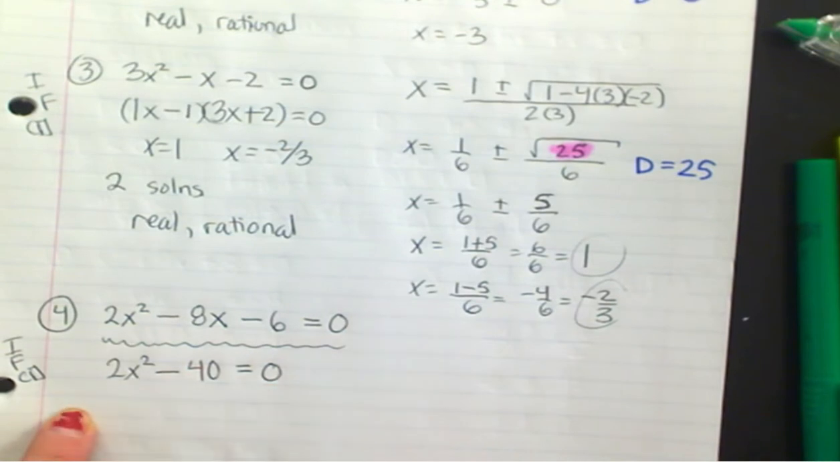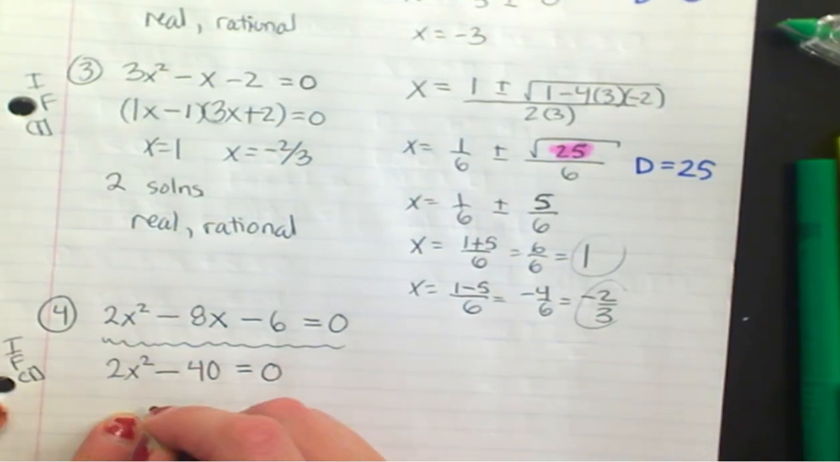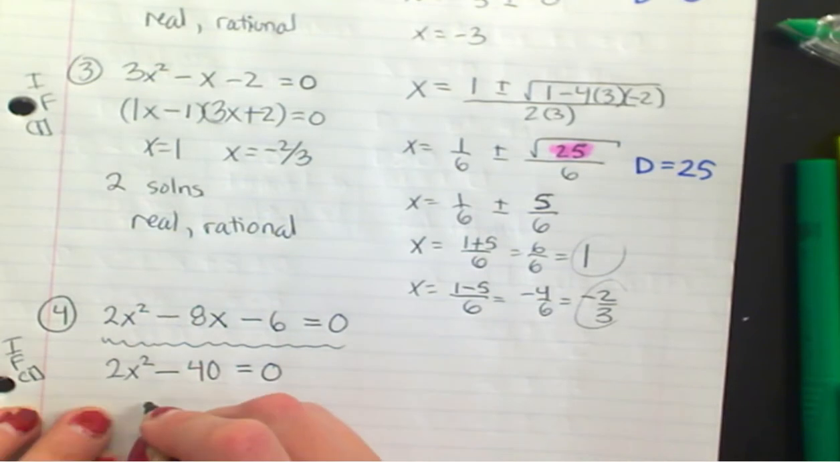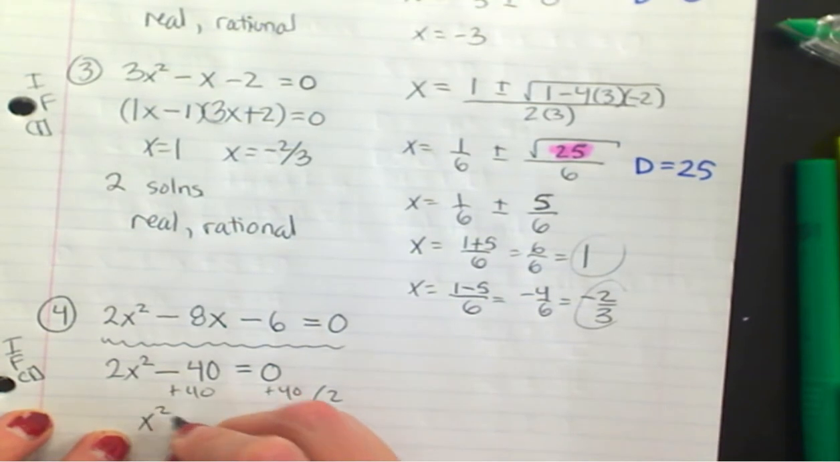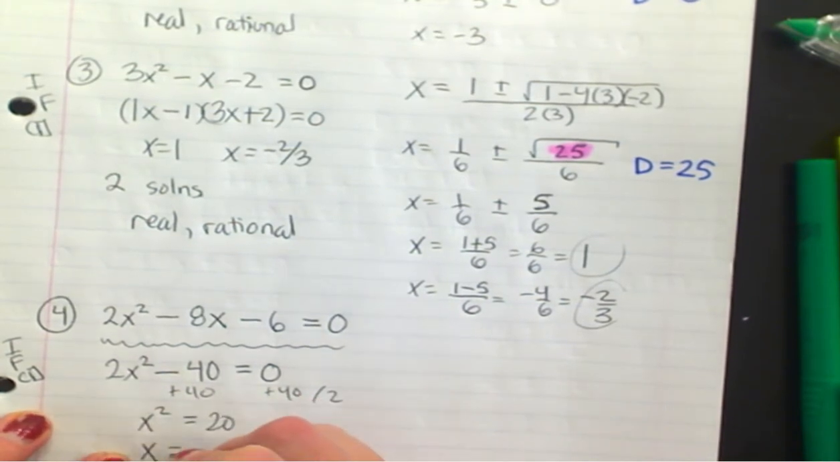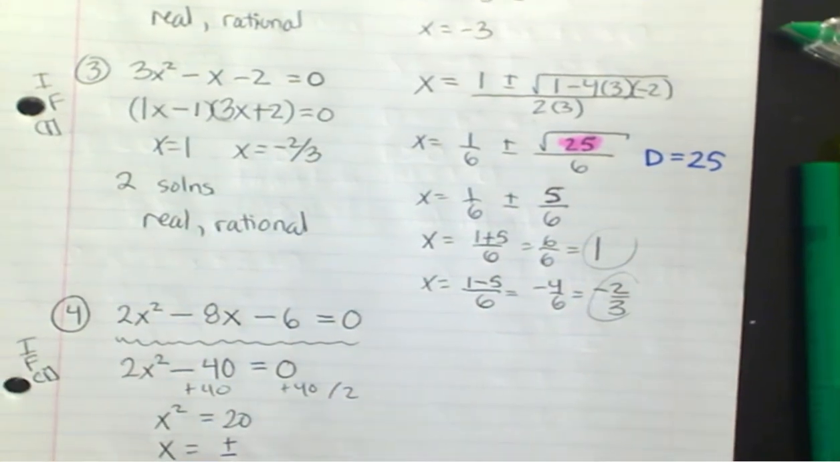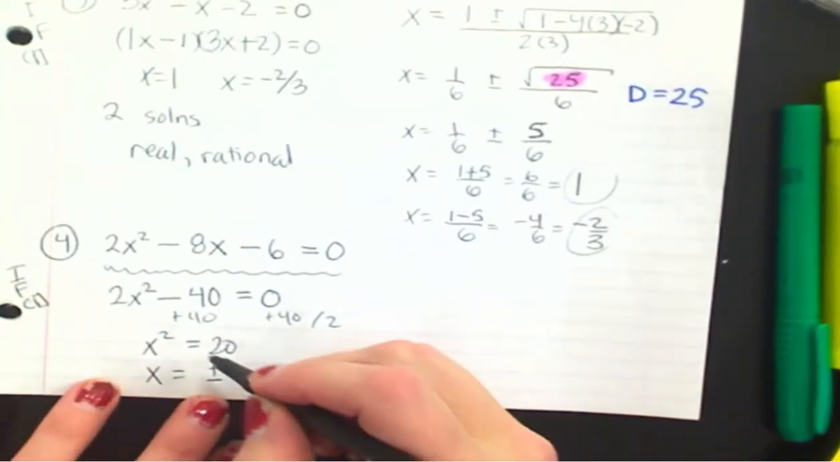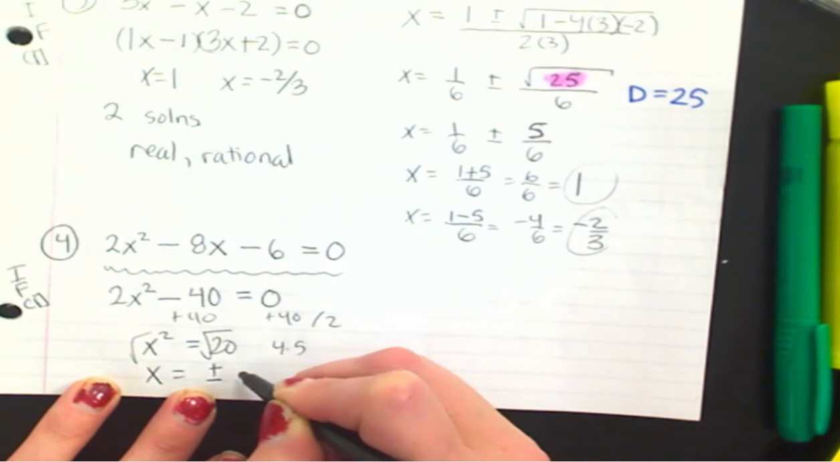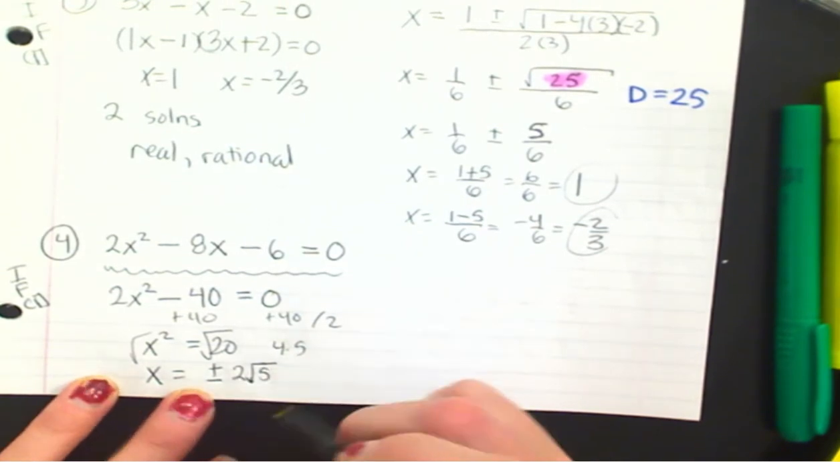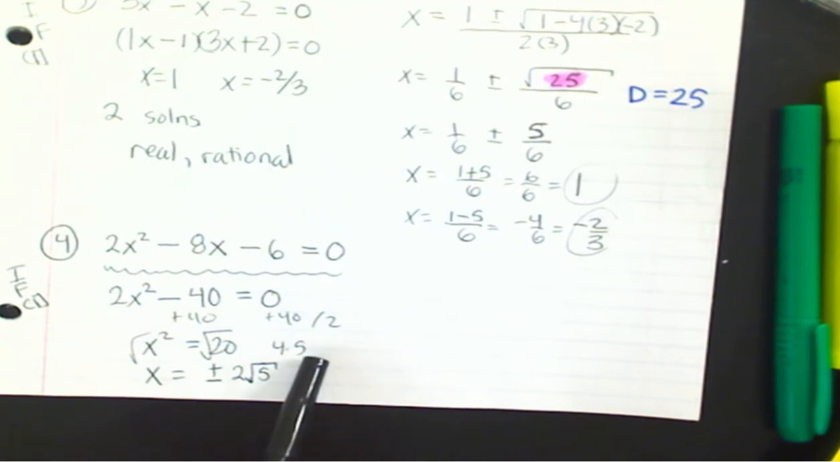Okay, here we go. I would isolate. Okay, so I'm going to add the 40 and divide the 2. Add the 40, then divide the 2. X squared equals 20. X equals plus or minus 4 times 5, 2 roots of 5. Okay. Well, there's 2 answers. They are real. They are irrational because they are not a ratio of integers.